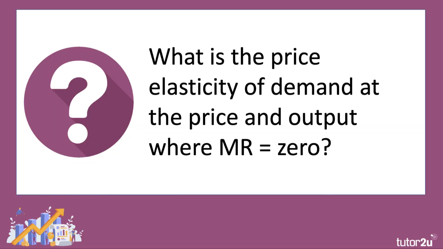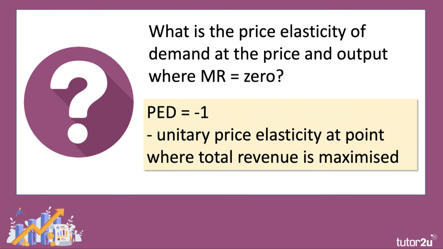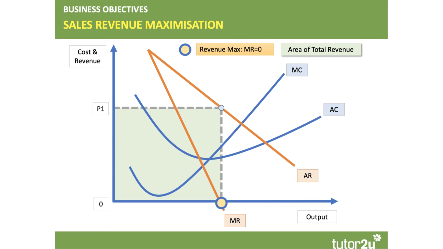What is the price elasticity of demand at the price and output where MR equals zero? Well, the answer is it's 1. Halfway down the demand curve, at that point there's a point elasticity of demand of -1. Unitary price elasticity of demand. So when it comes to revenue maximisation, you maximise revenue halfway down a downward sloping demand curve.